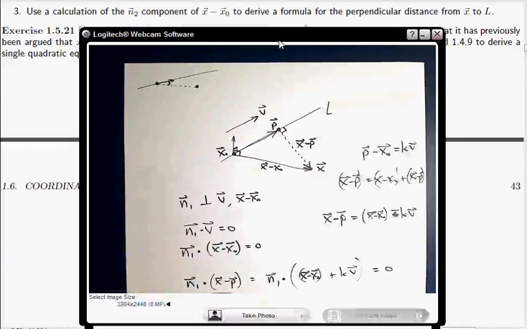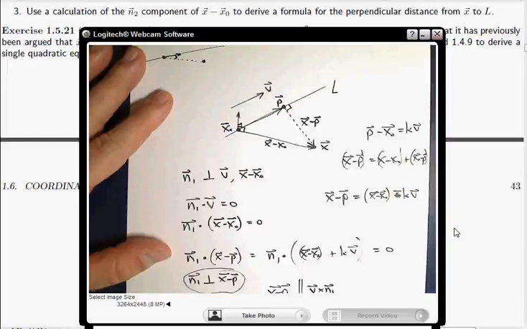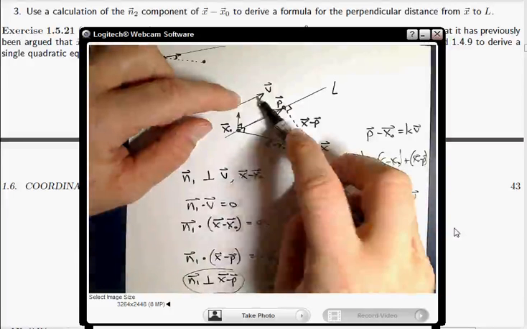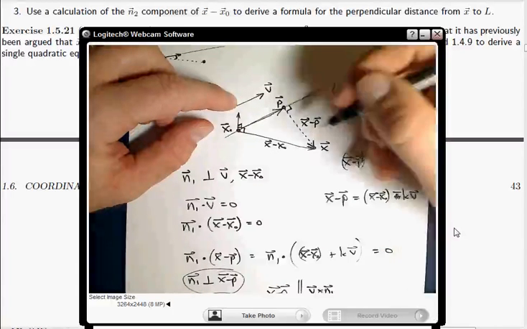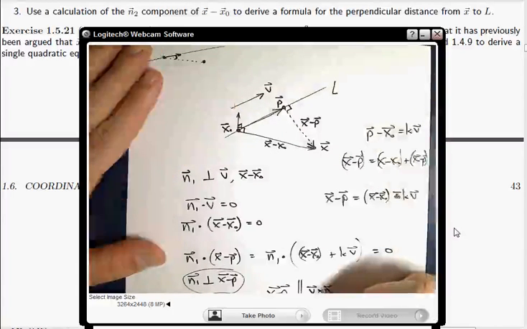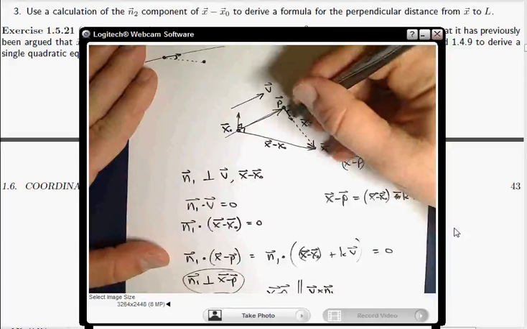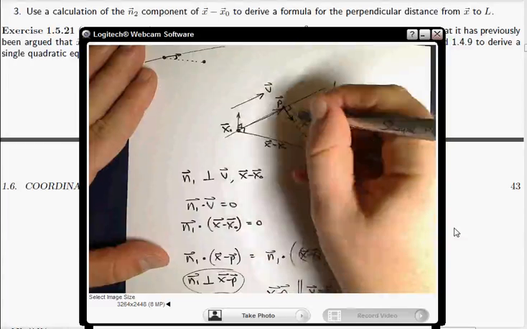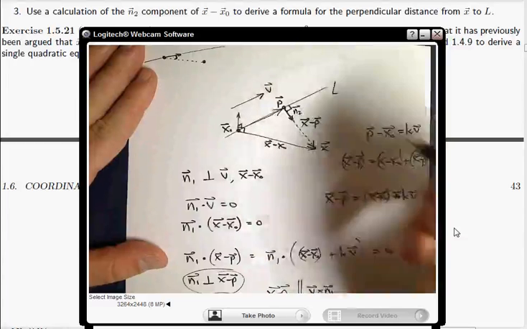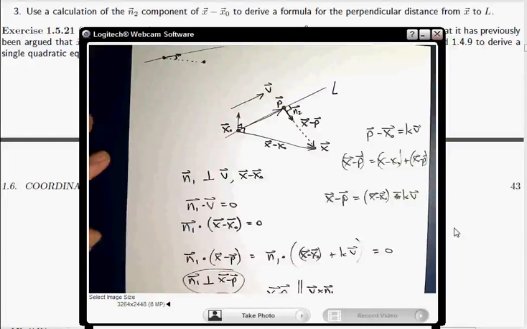Use a calculation of the n2 component of x minus x naught. Well, let's think about what we just showed on the picture. What is this n2? n2 is the cross product of v and n1, and so n2 is parallel to this x minus p. It's something like this. So that's n2.